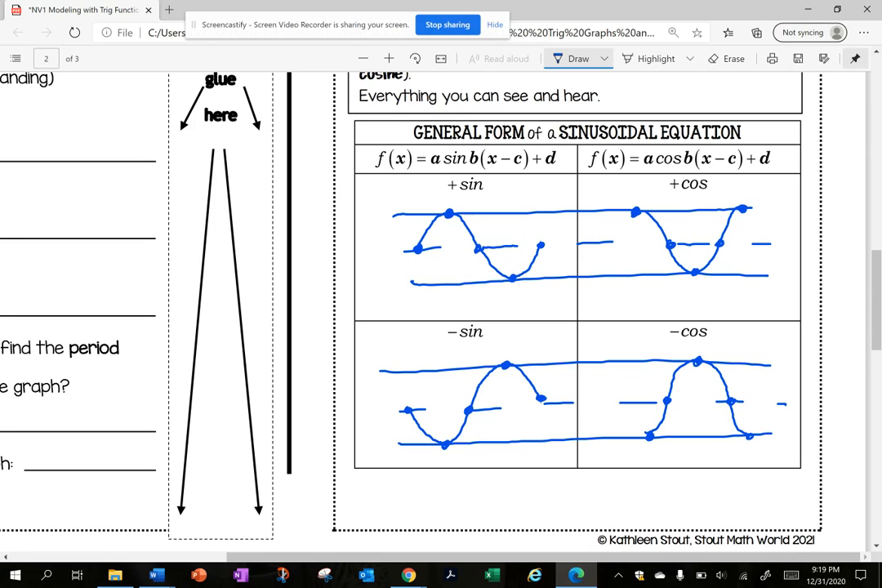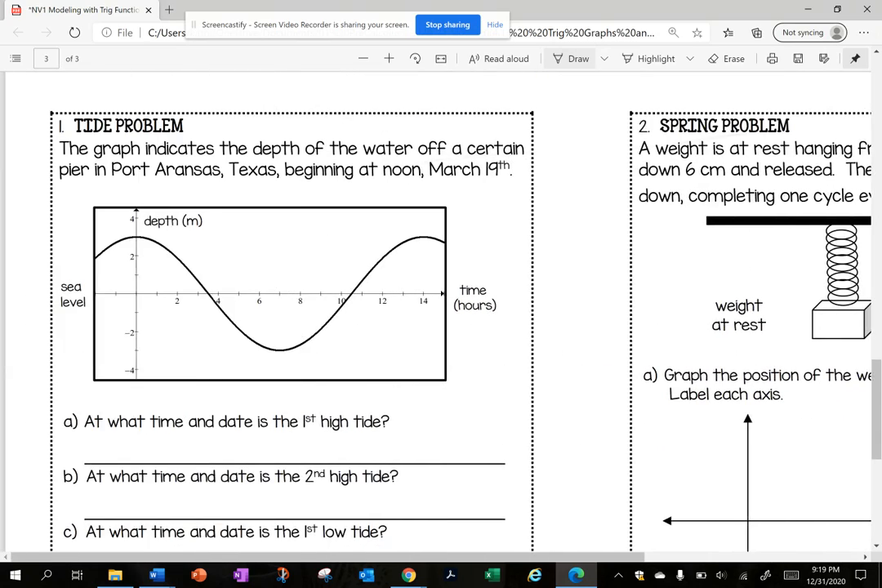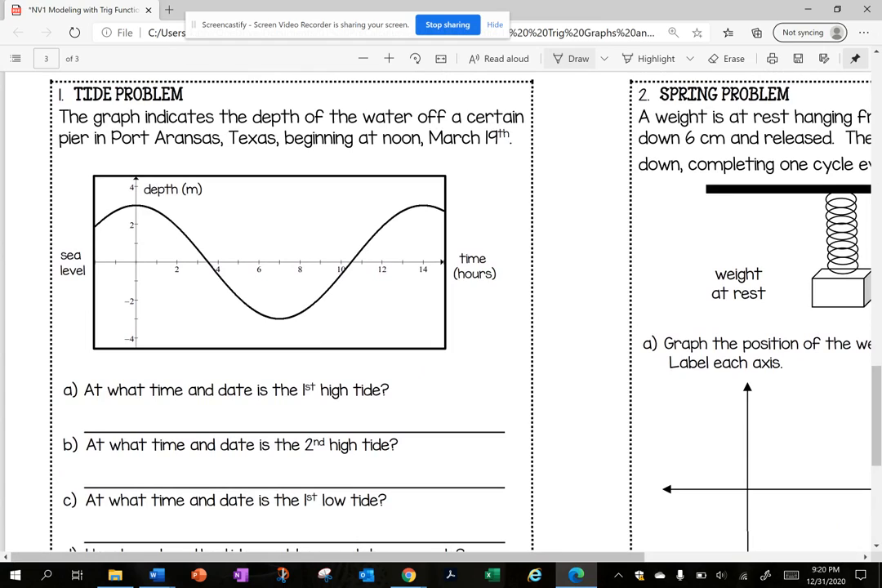Okay, so let's do a tide problem first. Okay, so something that's cyclical are tides. The graph indicates the depth of water off a certain pier in Port Aransas, Texas, beginning at noon on March 19th. Okay, A, what time and date is the first high tide?